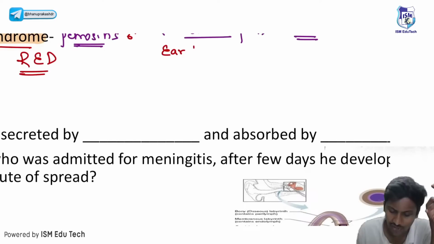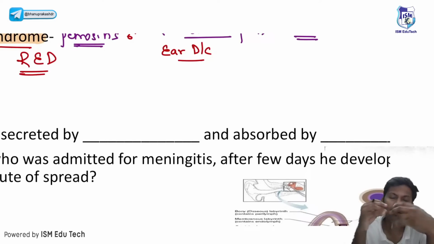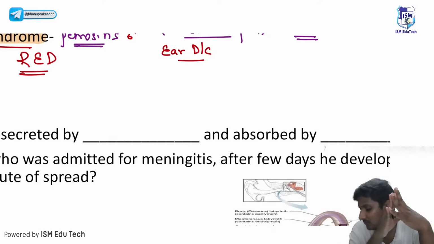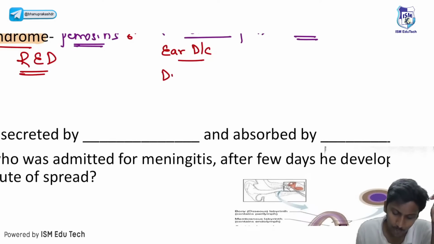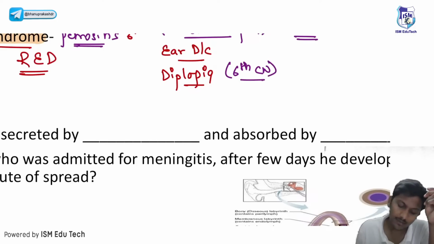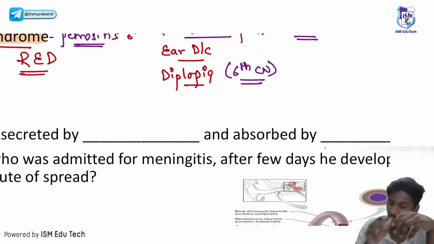E stands for ear discharge. Definitely it is an infection and there will be pus formation. So definitely the patient will have ear discharge. And D stands for diplopia. Why diplopia? Diplopia is nothing but double vision. So double vision because of sixth cranial nerve involvement. Sixth cranial nerve or abducens nerve involvement will cause diplopia in the patient.